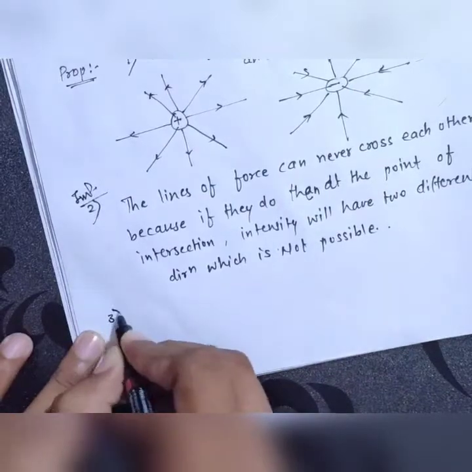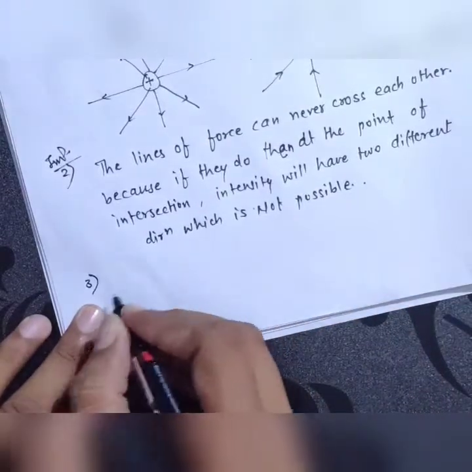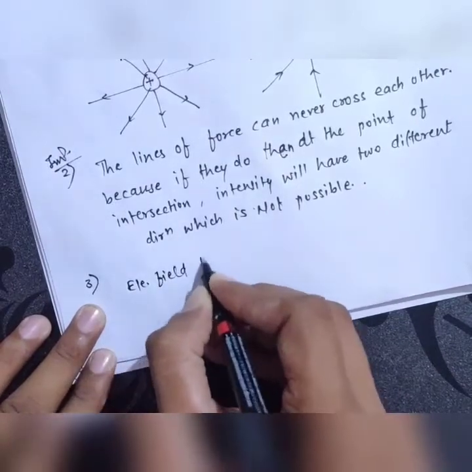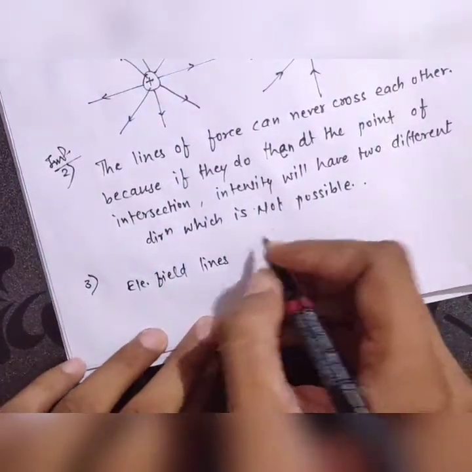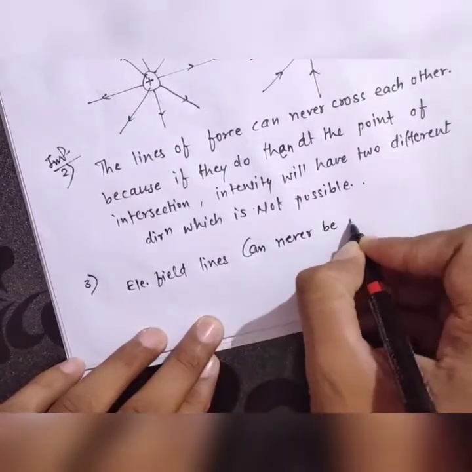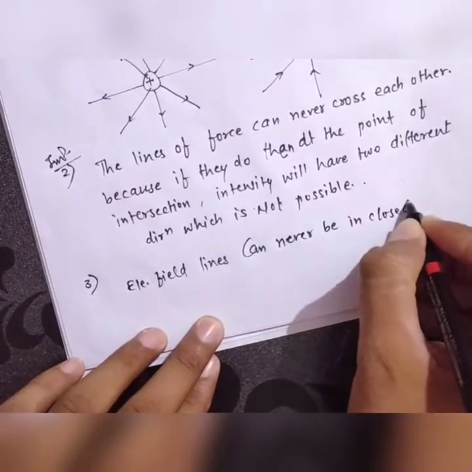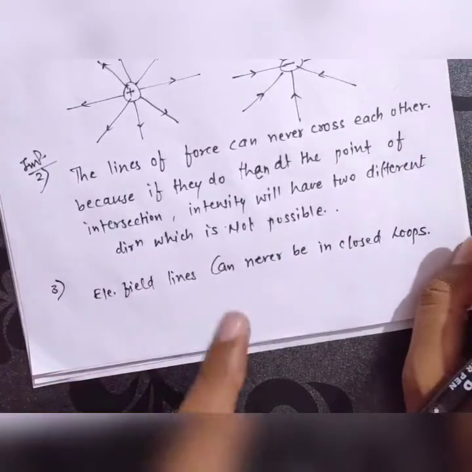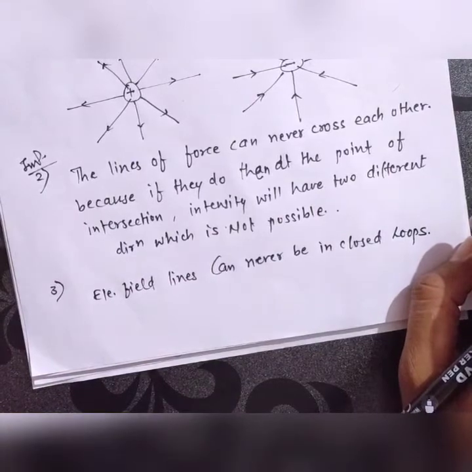The third property is that electric field lines can never be in closed loops. Electric field lines can never be in closed loops. They cannot form a closed loop.